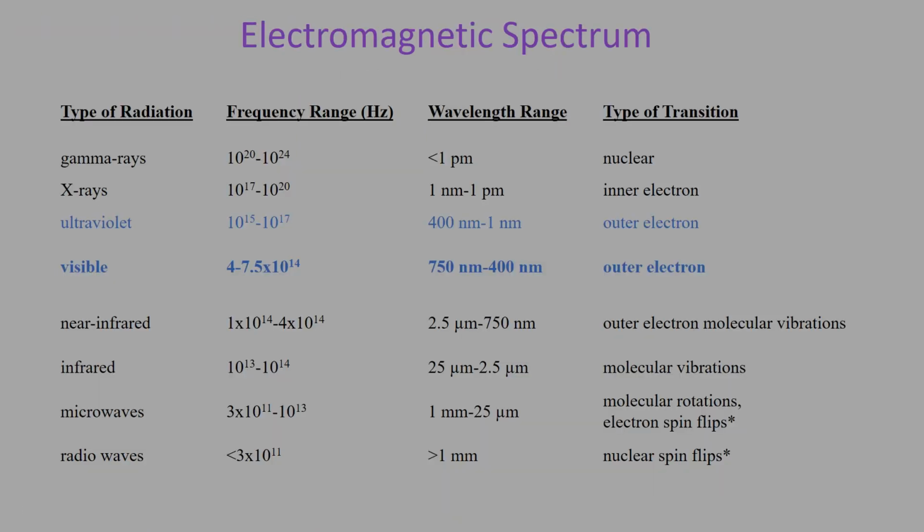All right, so when we shine UV light or visible light on something, it can make the outer electrons transition to a higher energy level. The wavelength range for ultraviolet is about 400 nanometers to 1 nanometer, and the visible light is 750 nanometers to 400 nanometers. So just to put that into perspective in meters, that would be 7.5 times 10 to the negative 7th meters to 4 times 10 to the negative 7th meters.